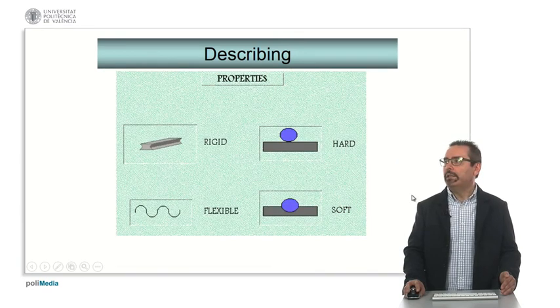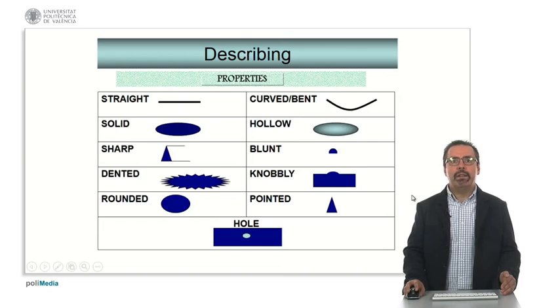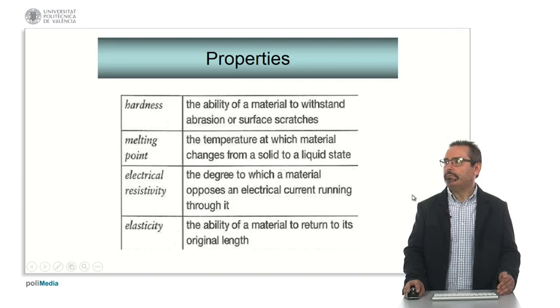Or here we have some other engineering properties: rigid, hard, flexible, soft. Or here we have another list of typical properties to describe objects. You have to check whether you understand them, but these are presented here in a quite graphical way. We can also refer to more engineering properties of materials, for example. And here we have a list, and in the next slide we have typical engineering properties.